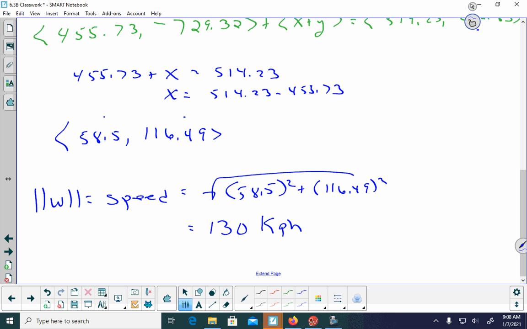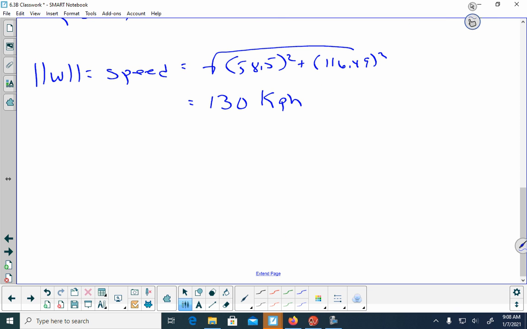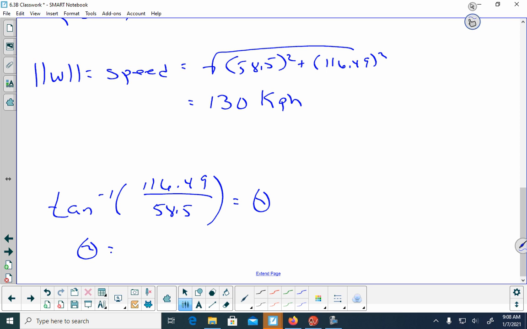So that's my speed. To find the angle, I'm going to do the inverse tangent of b over a, which is my y over my x, 116.49 over 58.5. And when I do this, I end up with an angle of 63.33 degrees. If you fall into that trap, that's not the correct answer, because it wants the bearing.